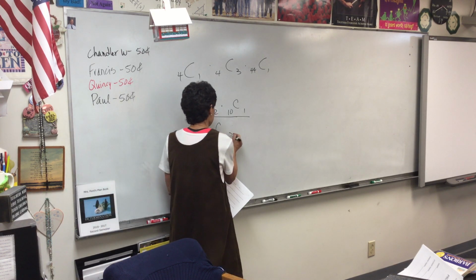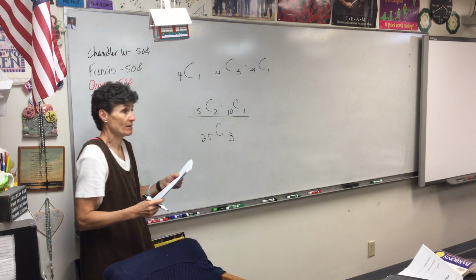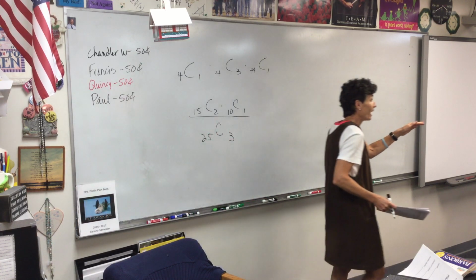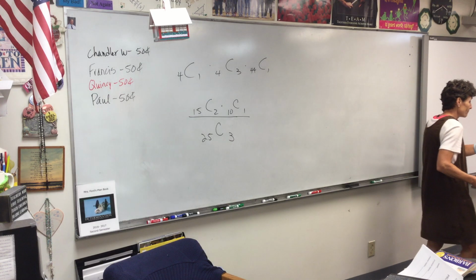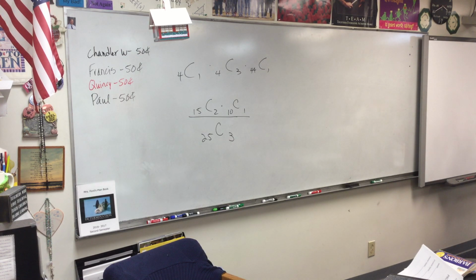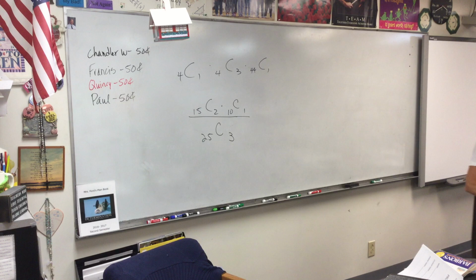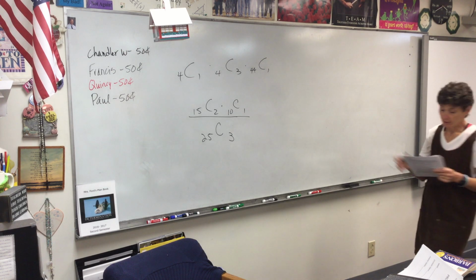25C3. That's my denominator. Why 25? Because there's 25 total people. And why 3? Because I'm choosing 3 of them. Your denominator is always the total options you have. 25 total people, 3 total chosen. Okay? All right. Here's another probability.